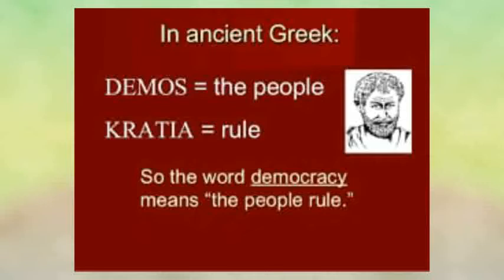We can divide the word demokratia into two parts. First is demos and second is kratia. Demos means the people and kratia means power or rule. In short, we can say demos means the people and kratia means the power or rule. Then we can say democracy means all the power the people have. Now you have understood the meaning of democracy.